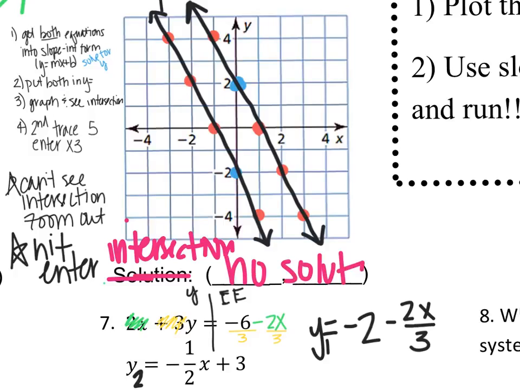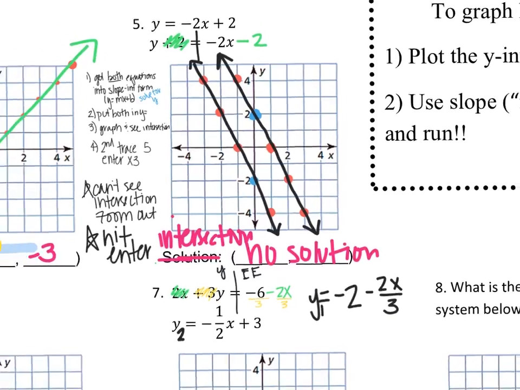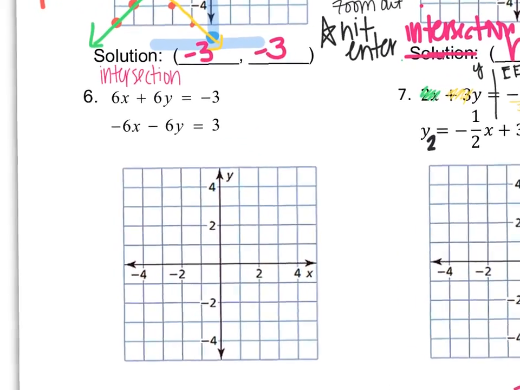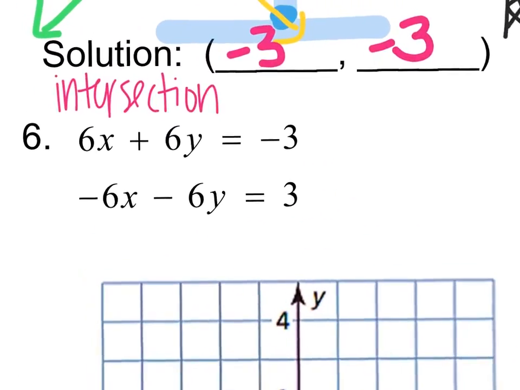So because they don't intersect, that means that there is no solution to this particular system. All right, we're going to do number 6 as well. Number 6, we're going to solve both of these for y.